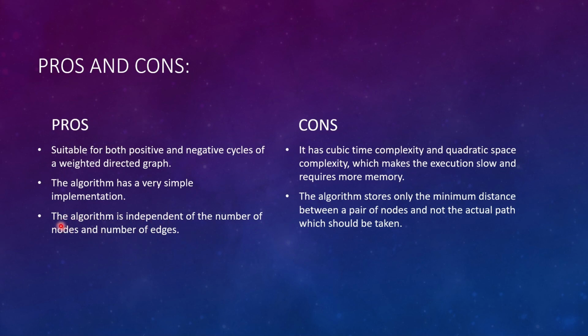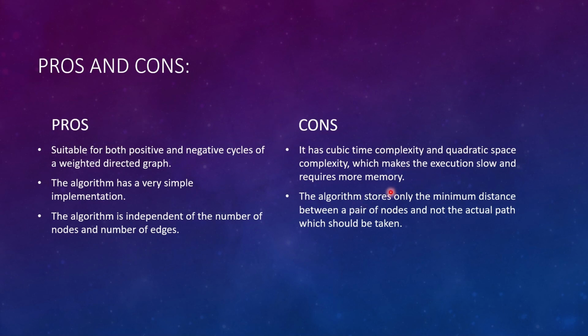The user can always choose as many nodes and as many edges as he wants. Cons: as we can see from the code, there are three consecutive for loops. So the time complexity of the code is cubic, and we have to assign a 2D matrix extra for storing the input matrix. So the quadratic space complexity is also there. It just makes the execution slow and requires more memory in the heap.